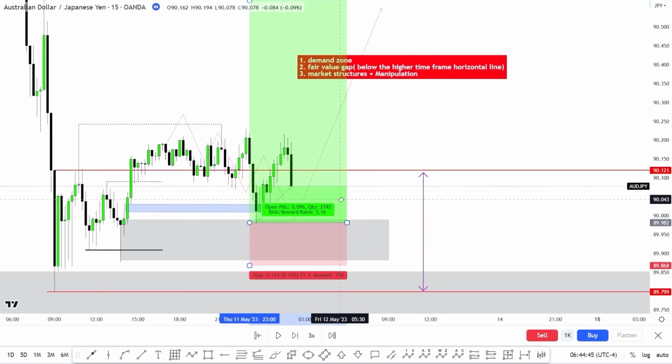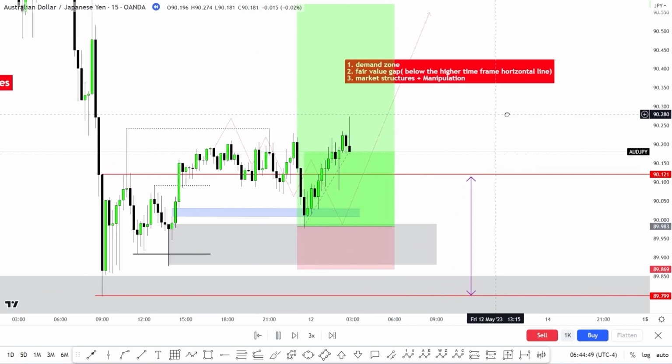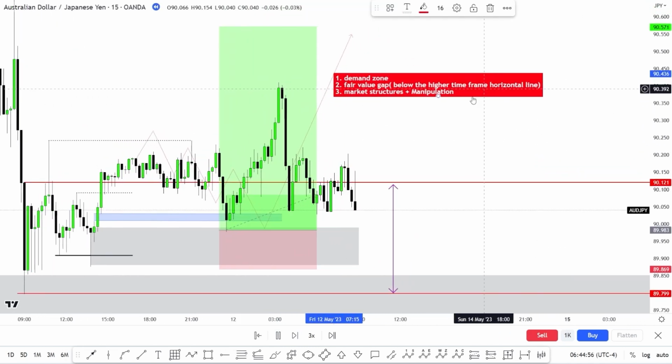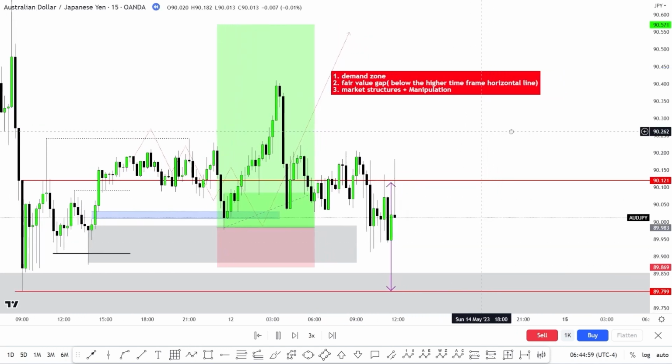As you can see, the market triggered the entry, but price is still playing around. As I said before, your take profit levels will be at the previous swing highs. And this trade is also a sniper entry.